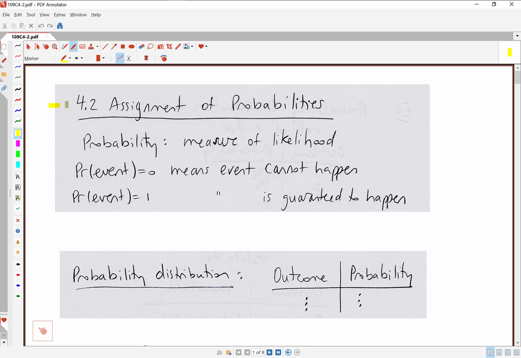In this video, we're going to discuss assignment of probabilities. This is the first video where we'll start to calculate probabilities. So first, let's define probability, and we'll say probability is the measure of likelihood.